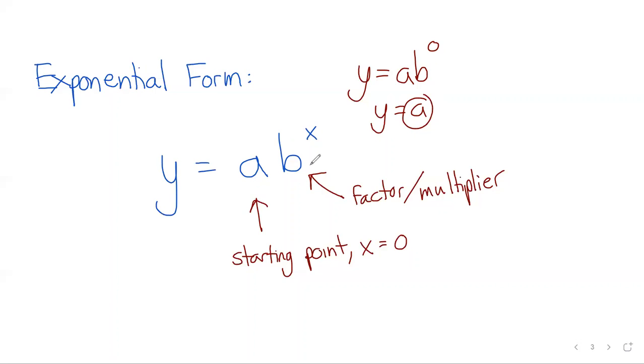The b here, and remember, by the way, we don't need parentheses, but the exponent only applies to this b term. It doesn't apply to the a. So that's the starting point. And then this b value is our multiplier. That's going to indicate our growth rate or decay rate.